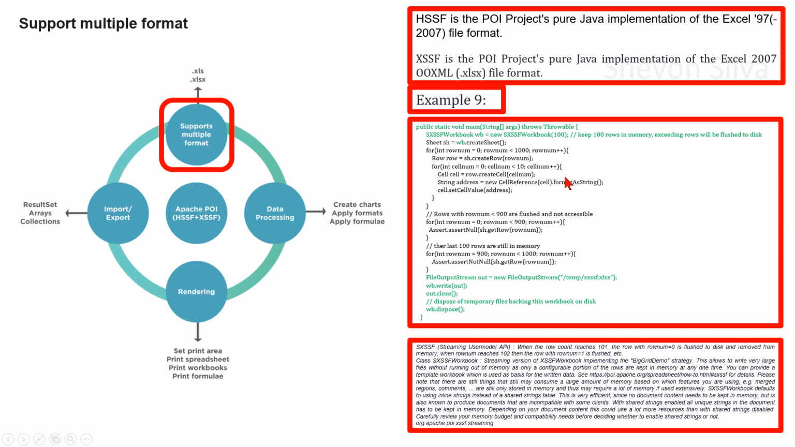SXSSFWorkbook defaults to using inline strings instead of shared strings table. This is very efficient since no document content needs to be kept in memory, but is also known to produce documents that are incompatible with some clients. With shared strings enabled, all unique strings in the document have to be kept in memory. Depending on your document content, this could use a lot more resources than with shared strings disabled.